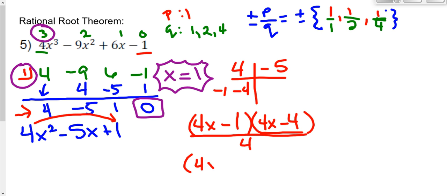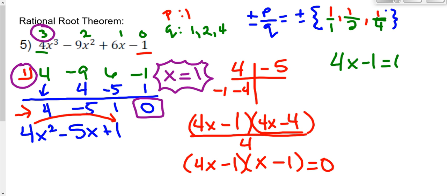So my final factored form will be 4x minus 1. And on the right, we're going to divide 4x by 4. We just get x. And -4 divided by 4 is just -1. Now this is completely factored, which means I can find my last two solutions. All I have to do is set this equal to 0 and solve. If I set 4x minus 1 equal to 0, I can add 1 to both sides and divide by 4.